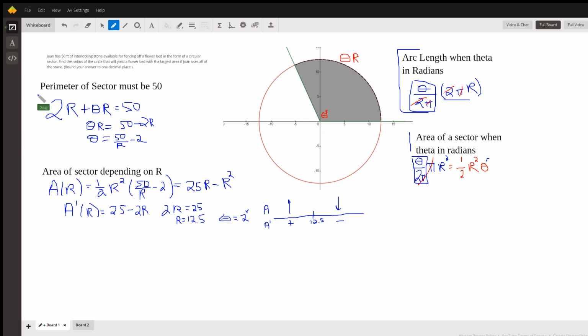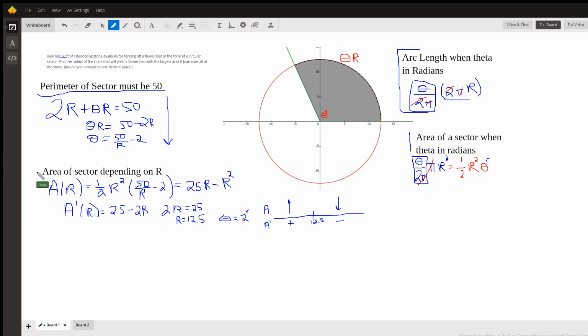Okay. And one of the conditions of the problem is that the perimeter of the sector must be 50, because we got 50 feet of interlocking stone available. So that means that this r plus theta r has to always be 50. So if that's true, theta has to equal 50 over r minus 2. You can follow the algebra here.